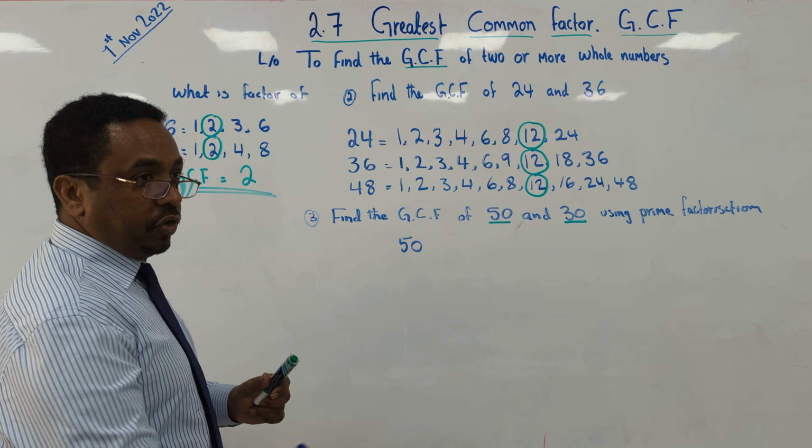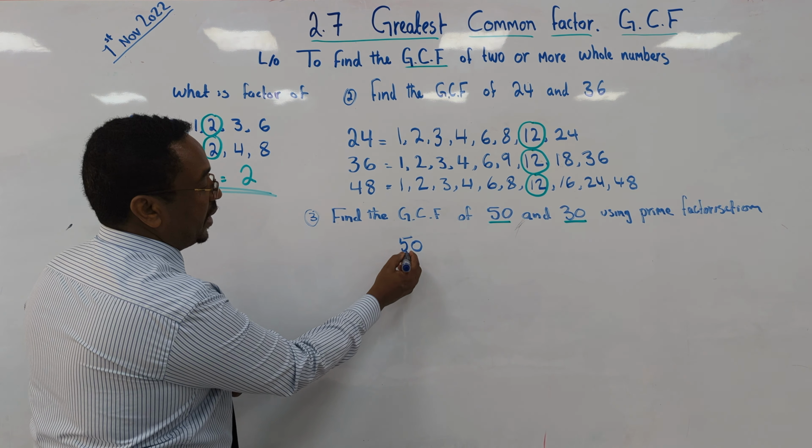So how do we find the prime factors of 50? What gives us 50? You never start with 1 because 1 doesn't change anything. You can start with 5 times 10. Which one is the prime number? 5, you circle it. And what gives us 10? 2 and 5. Are they prime numbers? Yes, so we circle them.